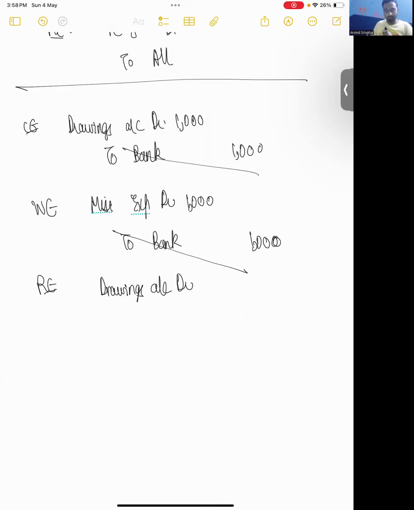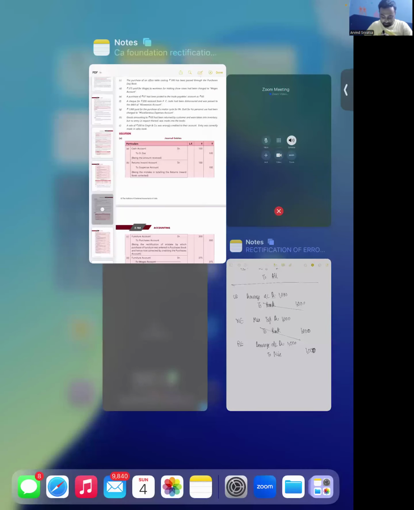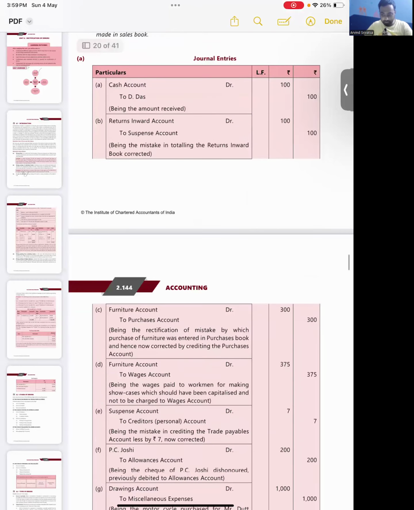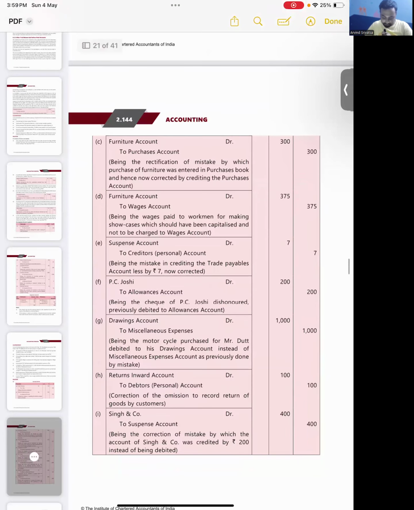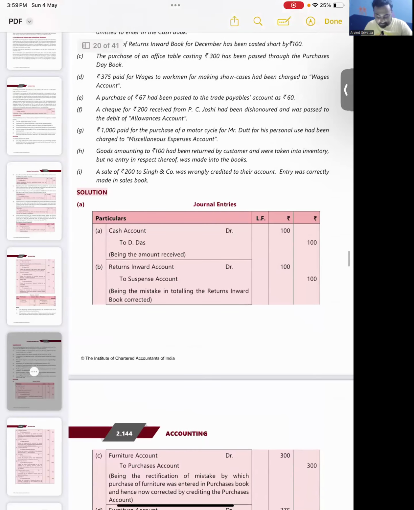It's frozen, guys. Just a moment. Sorry. To miscellaneous expenses, 1000 and 1000. I don't know why the pen is slow, but anyways, no worries. I think it'll just come. Drawings account debit to miscellaneous expenses, 1000. We'll just see if that's what's been given here. Yeah, perfect.